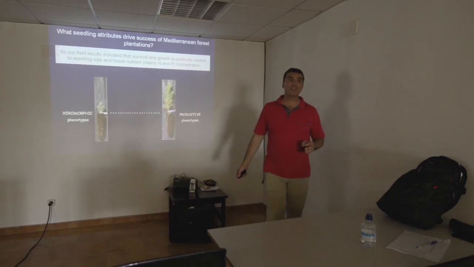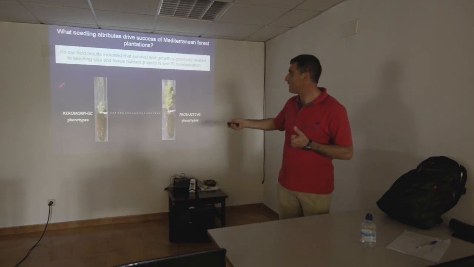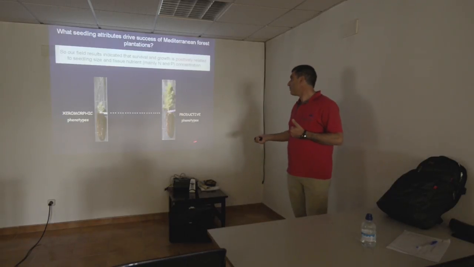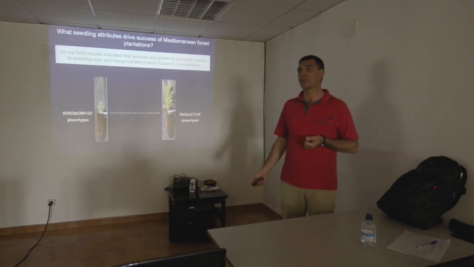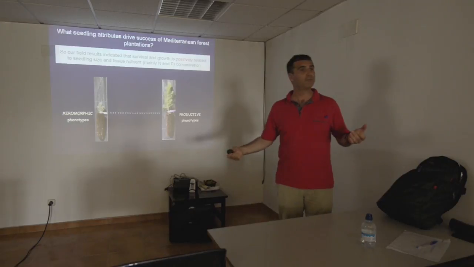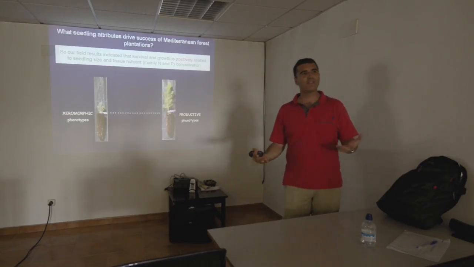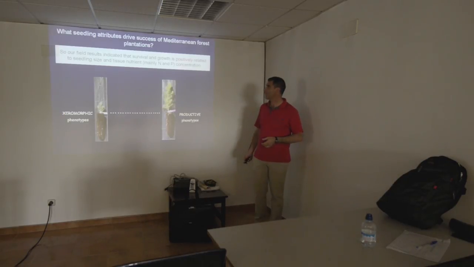Our initial hypothesis that these plants would perform better under very stressful conditions is not true. It doesn't work. So many people ask us, but why do these plants work better under Mediterranean conditions? Because these plants are unbalanced, they have a lot of transpiring surface, and so I think they are more vulnerable than these kind of plants, right?